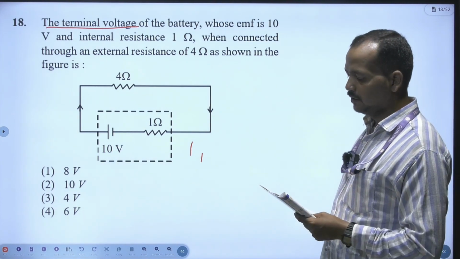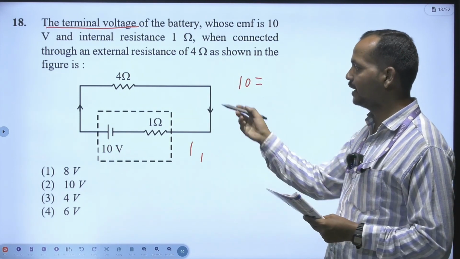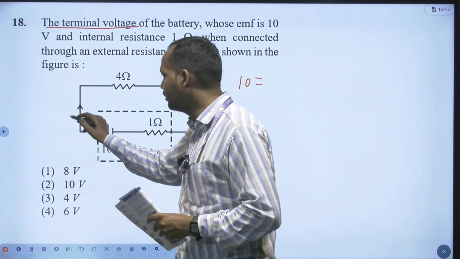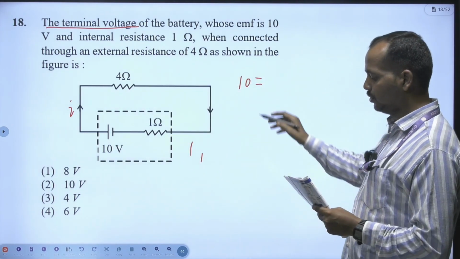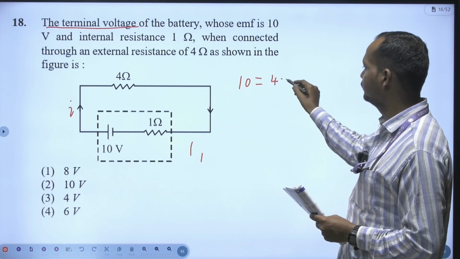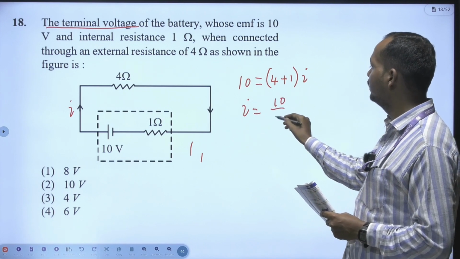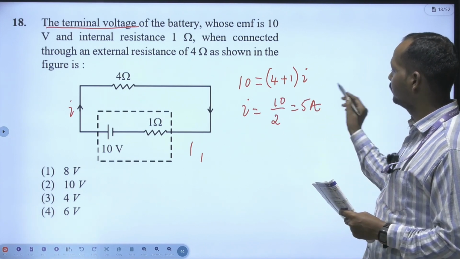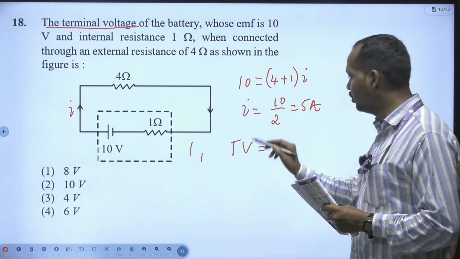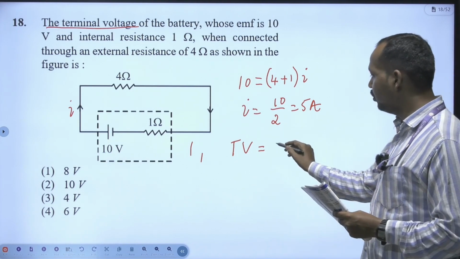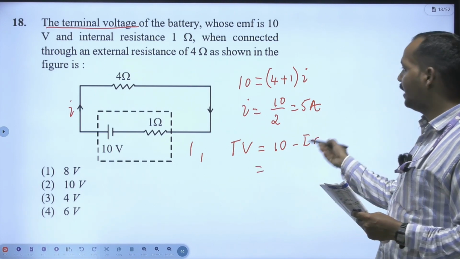First, total voltage, if you consider 10 volt, is equal to total current in the circuit. That is current, I don't know. If you find the current, that will be easy for us. So what is current here? These two resistors are in series, correct? So total 4 plus 1 into I. So what is the I here? I is equal to 10 by 2, which is 5 ampere. Now you have to calculate terminal voltage. So terminal voltage is equal to net voltage minus I into R. So I is 5 into 1 is 5.